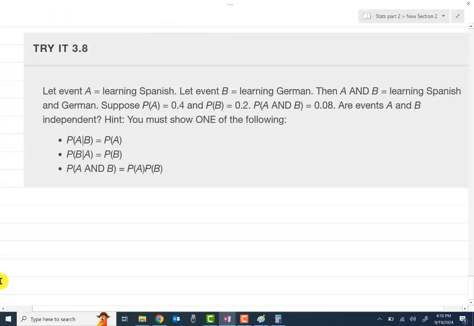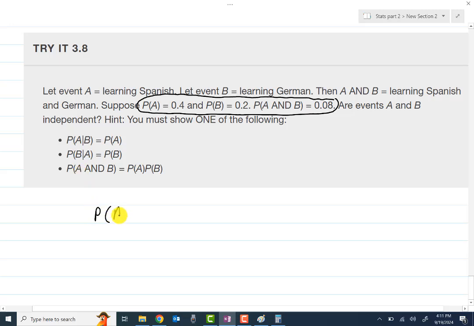All right, they give us the fact that the event A is learning Spanish and the event B is learning German is not important at all. All I need is really this stuff right here. This is the only thing necessary in this problem. And they want you to show one of these three to be true, because any of these will show that A and B are independent events if you can show that this happens. Let me show you how the first one goes.